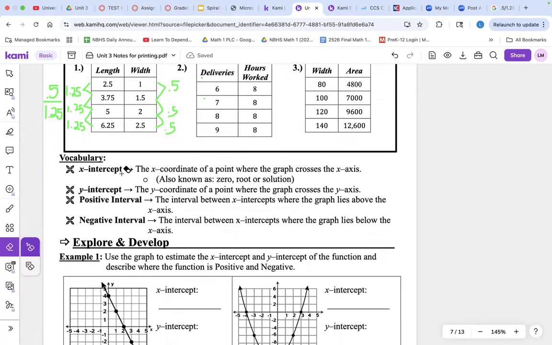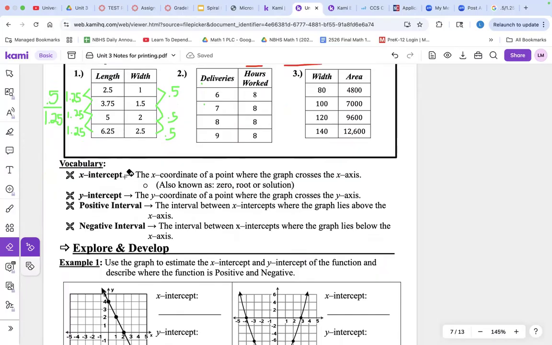All right, so let's talk about vocabulary. I probably need to take a little breath. All right, so here with vocabulary, we have our x-intercept, y-intercept, positive intervals, negative intervals. Yes, of course, you've seen x-intercept and y-intercept. And we know that your x-intercept is the x-coordinate of a point where the graph crosses the x-axis.